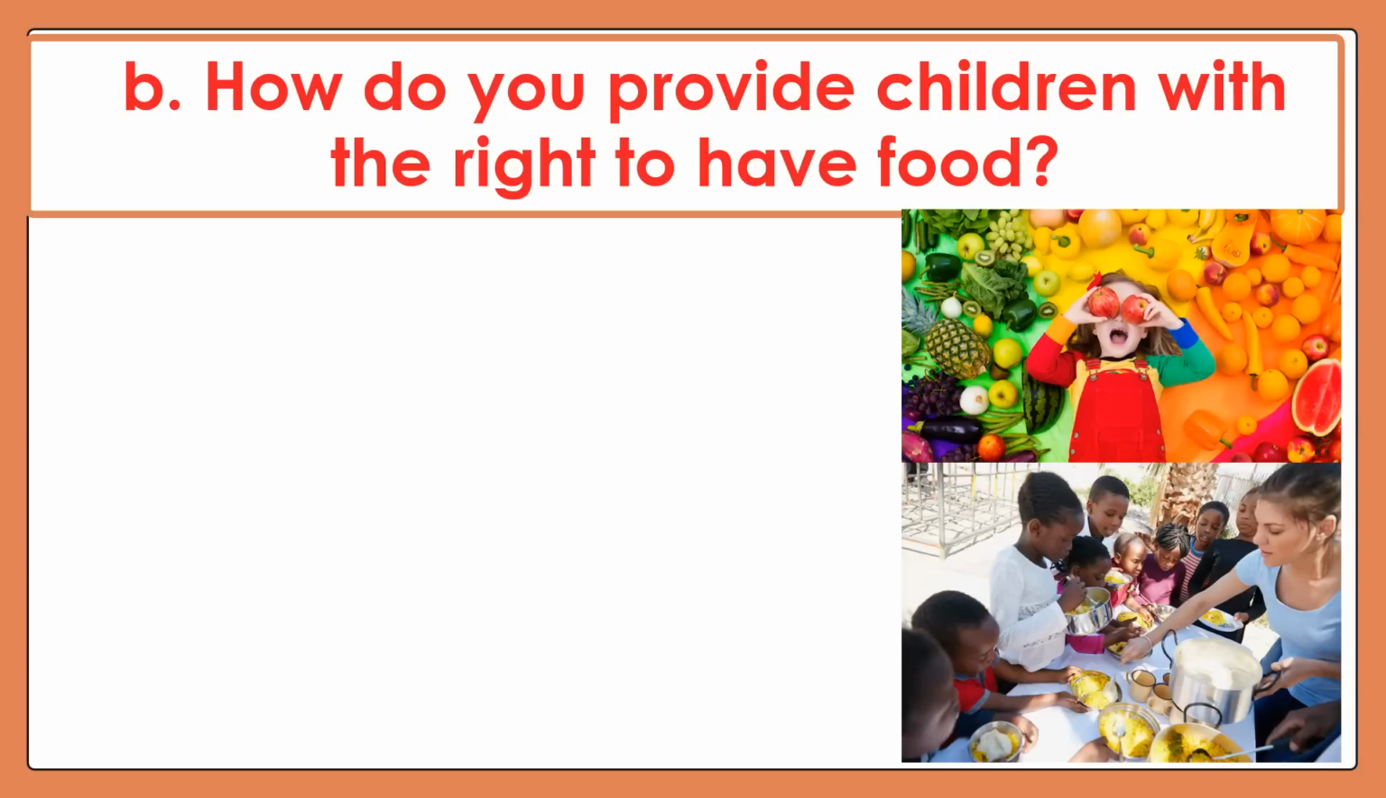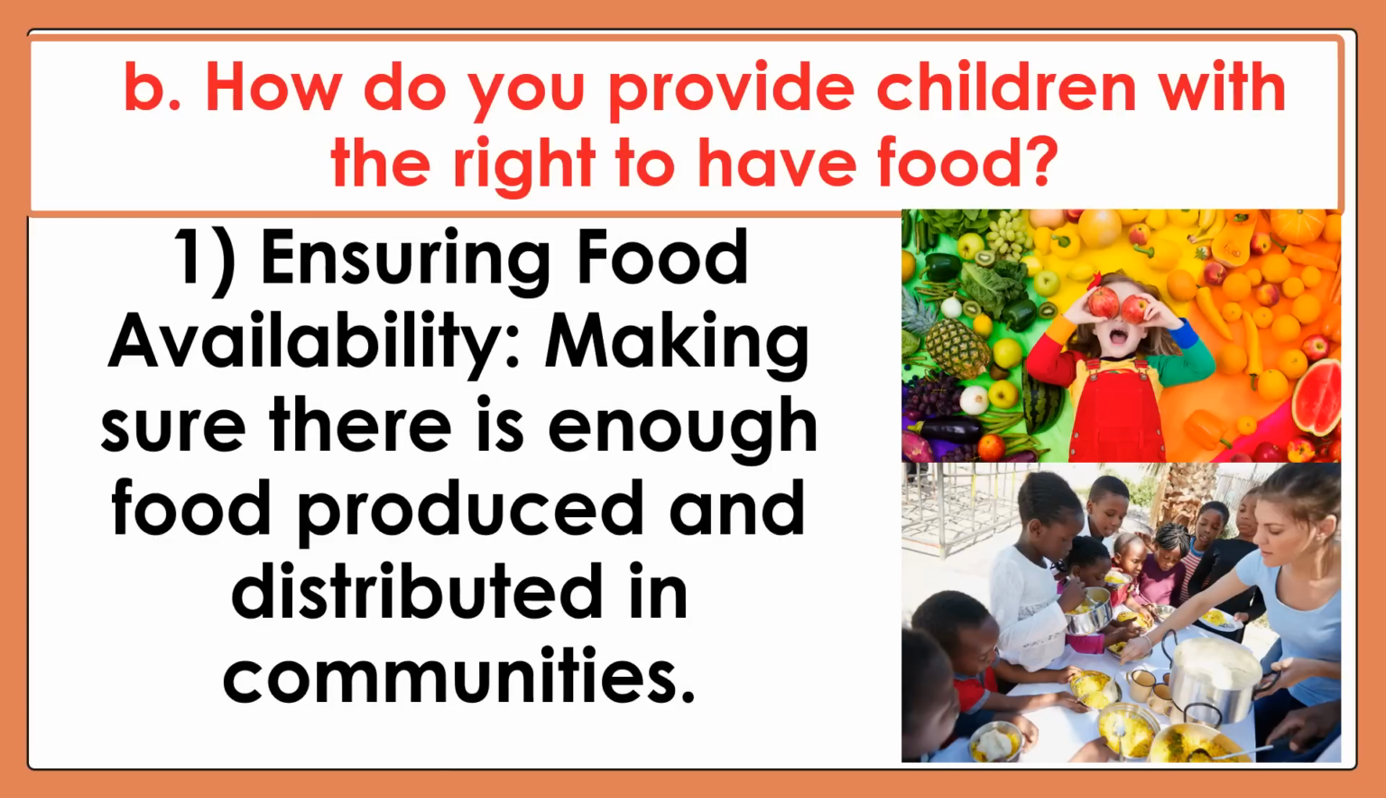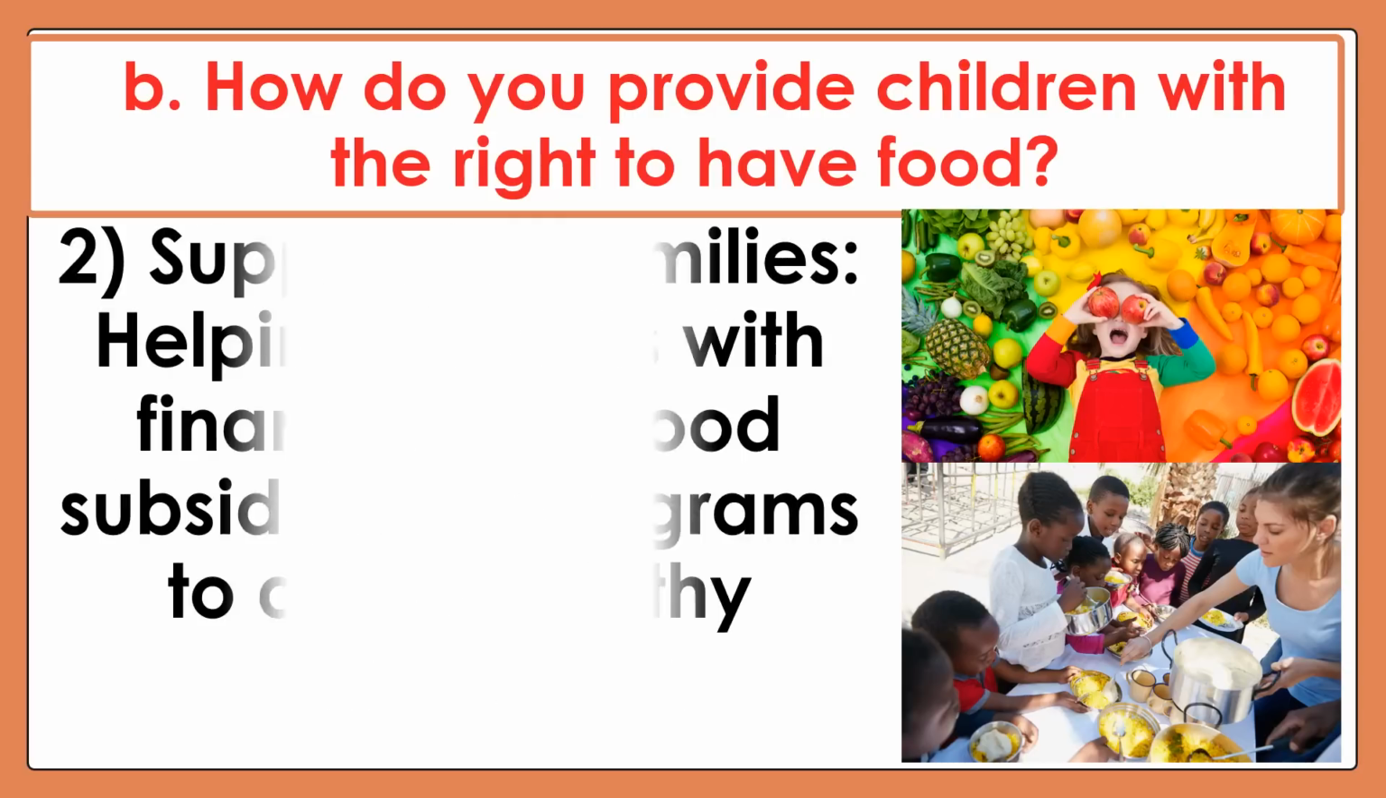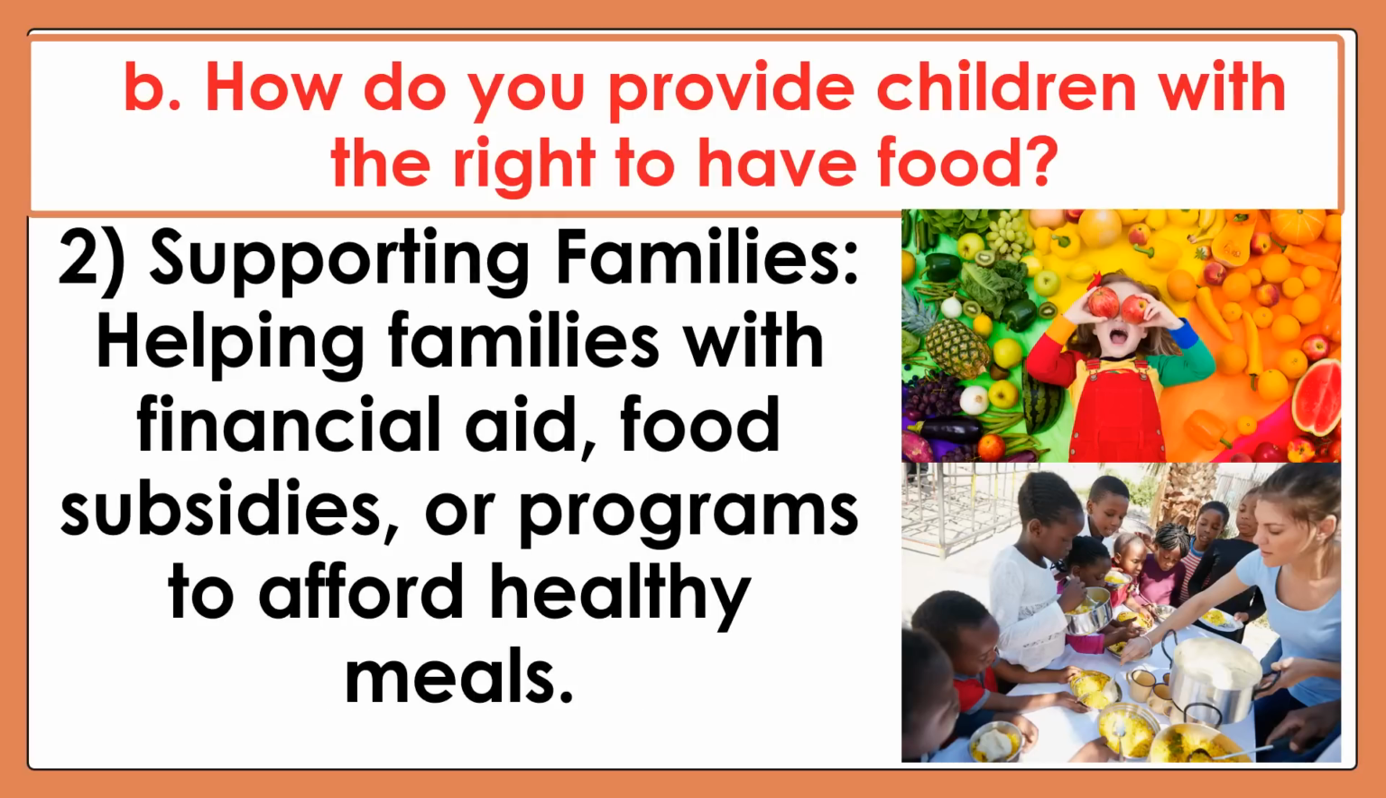Letter B. How do you provide children with the right to have food? Number 1. Ensuring food availability. Making sure there is enough food produced and distributed in communities. Number 2. Supporting families. Helping families with financial aid, food subsidies, or programs to afford healthy meals.